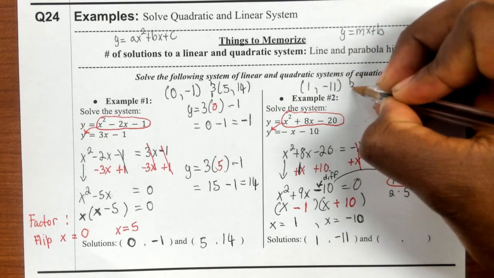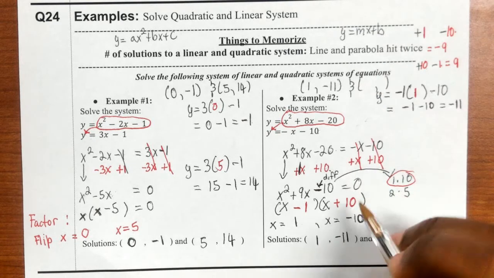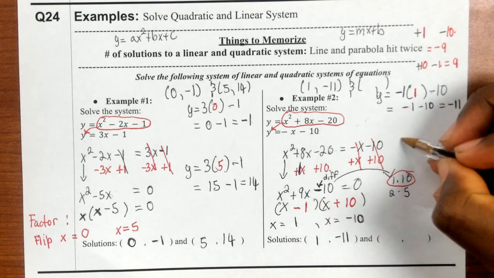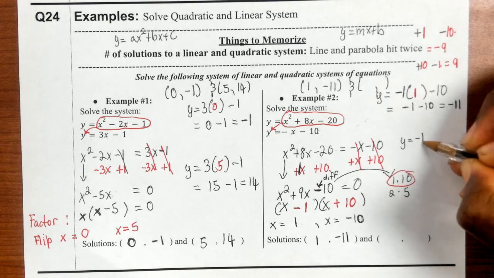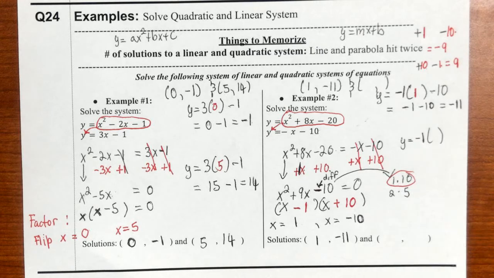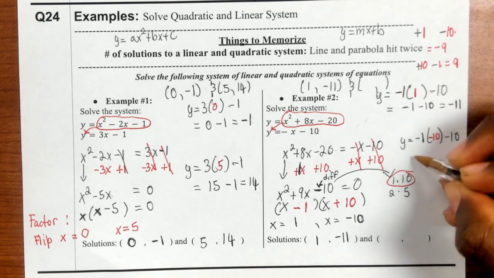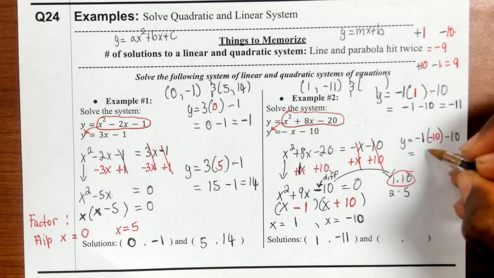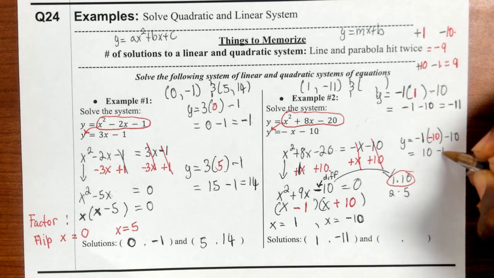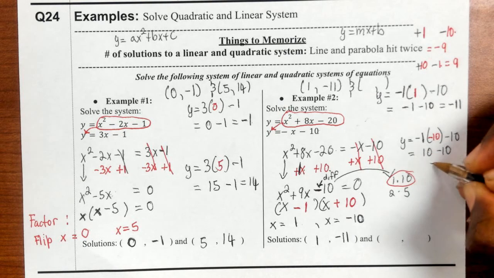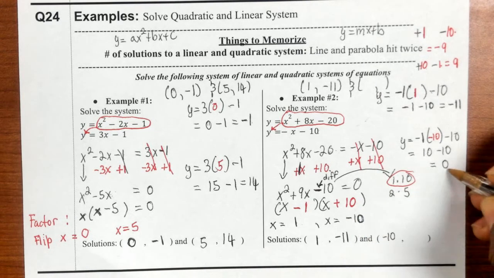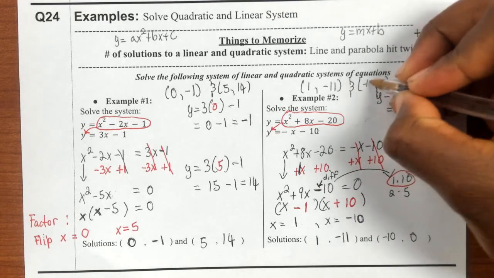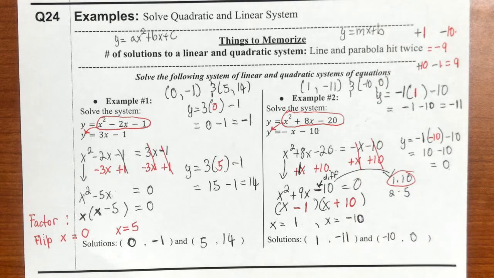So let's find the next one, okay? So I'm going to rewrite the second equation, and I'm going to replace the x in that equation with negative 10. So I'll write negative 1 parentheses, and what's going to go inside? Negative 10, and then minus 10. Okay? So negative 1 multiplied by negative 10 is positive 10, and then you bring down that negative 10. 10 minus 10 is 0. So that means when x was negative 10, the y that went with it was 0. Okay? So again, guys, just like that.